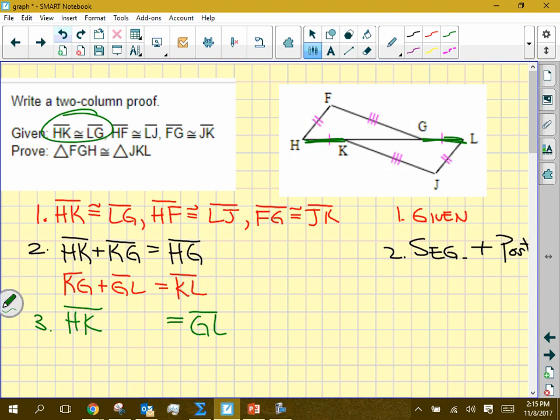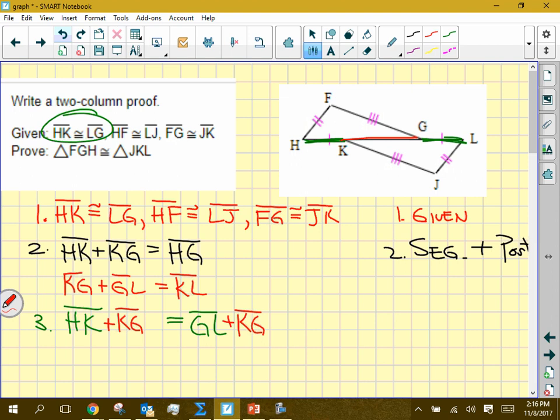If I look at HK and GL, would you agree that if I add that red segment to HK, and then add that red segment to GL, I would still end up with a statement that is equal? Okay, so I'm going to put plus KG there, and then put plus KG there, right? Does that make sense, everybody? So start with the green stuff, they were equal, added the same thing to both sides.